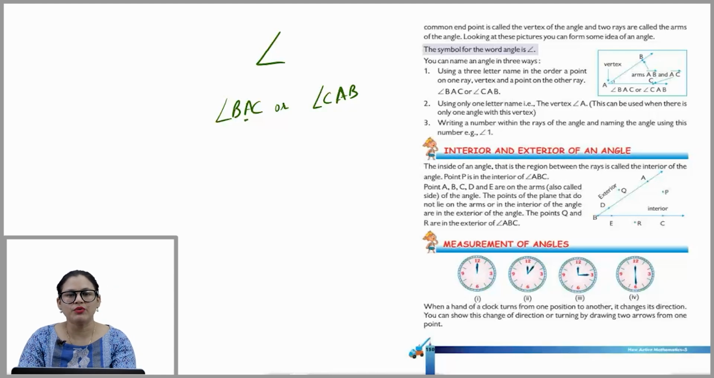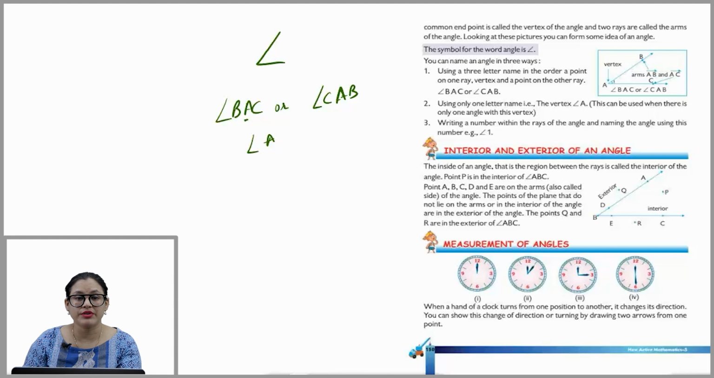Number two, using only one letter name, that is the vertex A, angle A. This can be used when there is only one angle with this vertex. And number three, writing a number within the rays of the angle and naming the angle using this number. Example, angle 1.